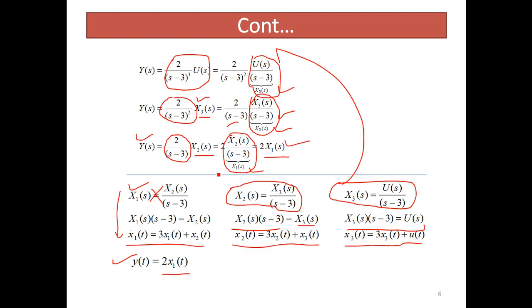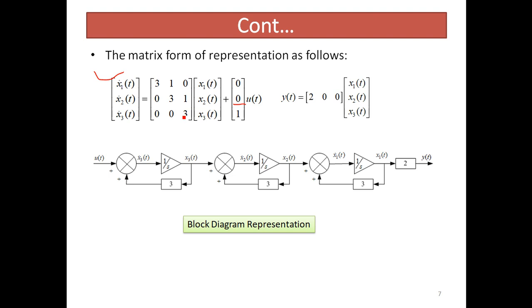Now for x3 dot t equal to 3x3 plus ut. Here x1 and x2 are both absent. Only the third state with a multiplier of 3 is there, so 3, and 1 for ut. And for yt, it is 2x1 and the others are 0. So this is the matrix representation of the system.